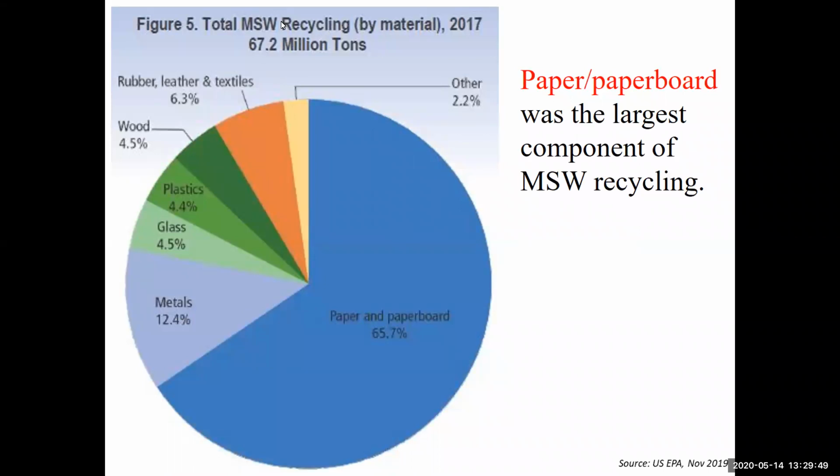Okay, so we're talking about recycling. Remember, that's that second tier of our waste management hierarchy. So we're looking at how our materials were recycled by material. So you can see here that paper and paperboard was the largest component of materials that was recycled, followed by metals here at about 12%. So steel and aluminum are some of the most recycled metals.